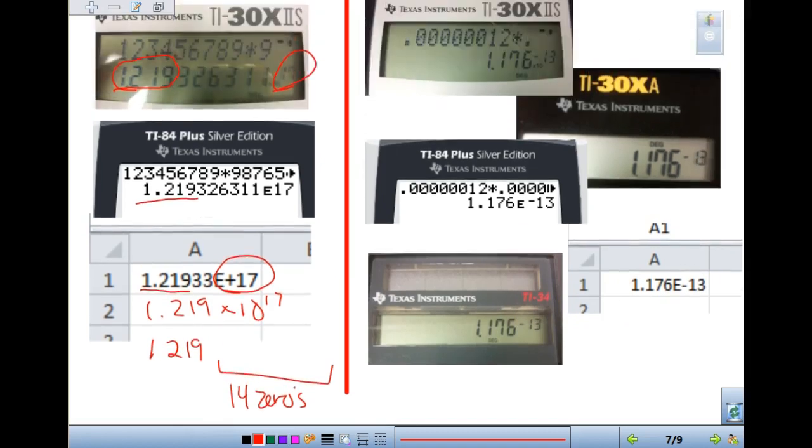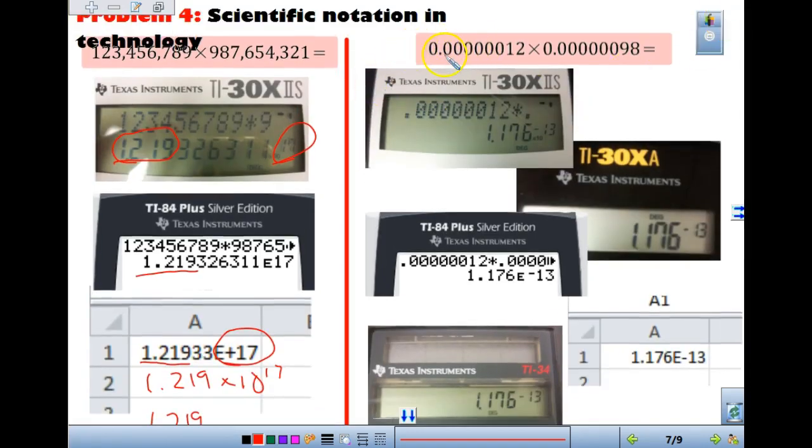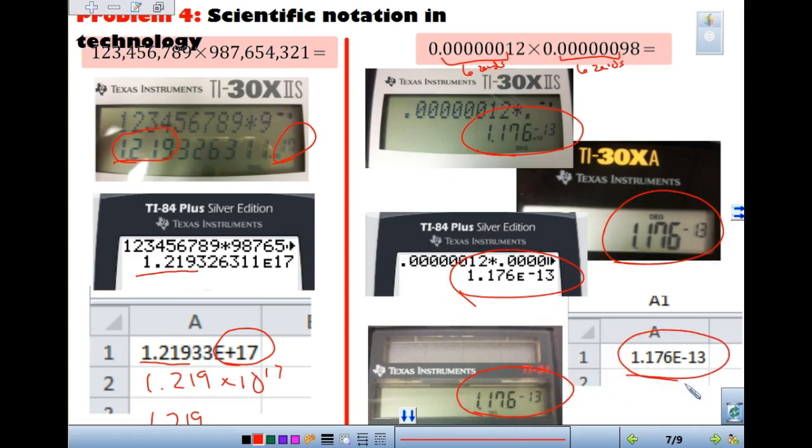Please, on your calculator now, take 0 point and put 1, 2, 3, 4, 5, 6 zeros here, and then 1, 2. And then put in your calculator times another really small number with 6 zeros, 9, 8, and multiply those two and see if you get 1.176 times 10 to the negative 13, right? So these are all the different ways that it might look on your calculator, okay?